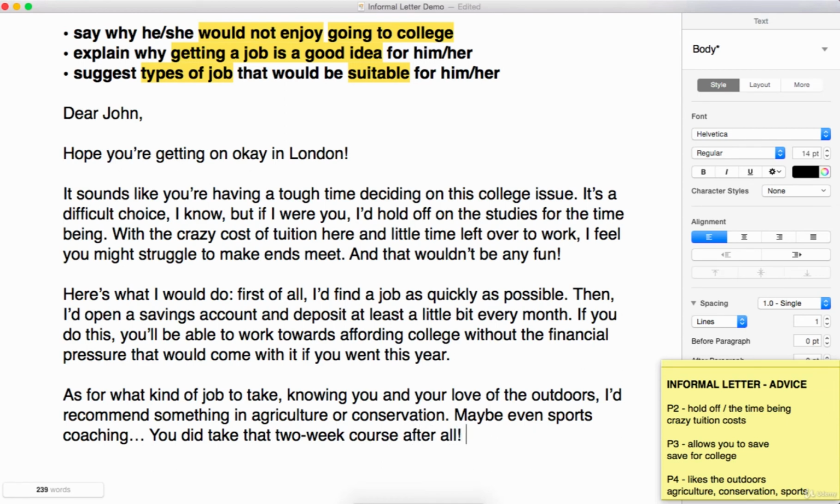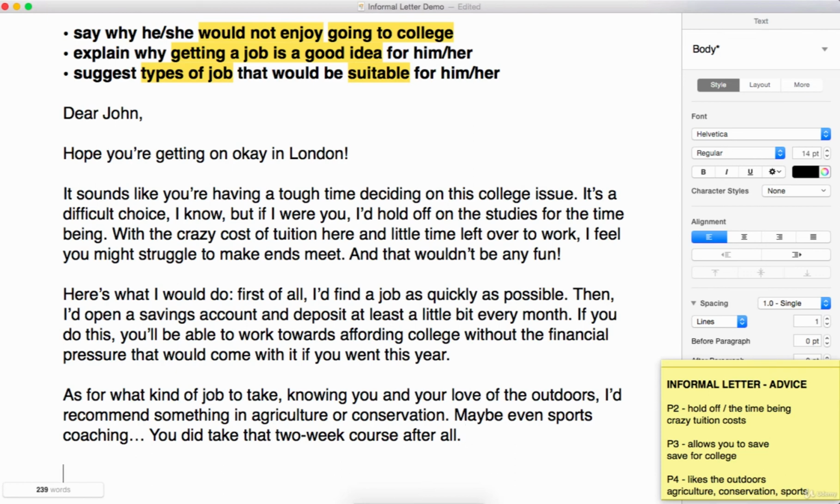Maybe even an exclamation mark here, but I wouldn't want to overdo them. We've already added 2, so we'll just end it with a full stop there. Maybe even sports coaching. You did take that 2-week course after all. Notice that very conversational vibe coming through here. That's exactly what you should be aiming for when you write an informal letter. Very conversational style of writing.